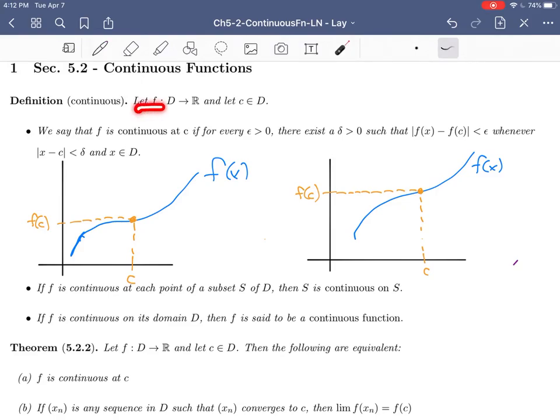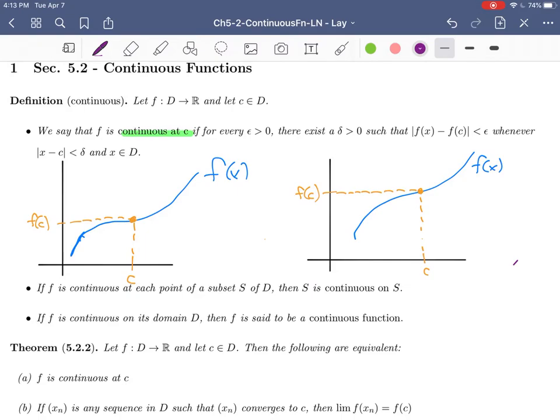So let f be this function, and c is some value in the domain. We say that f is continuous at c if for every epsilon greater than 0, there exists a delta greater than 0, such that the distance between f of x and f of c is less than epsilon whenever the distance between x and c is less than delta, and x is an element of the domain.